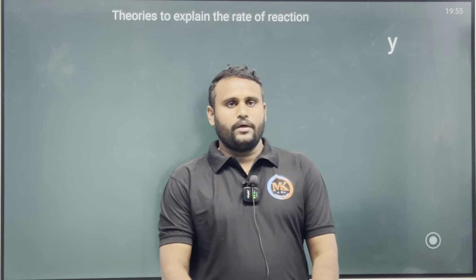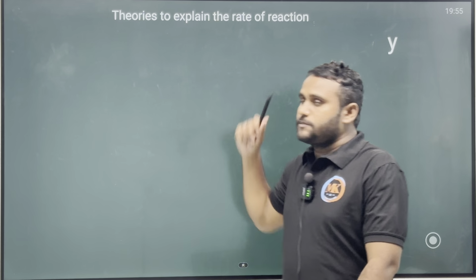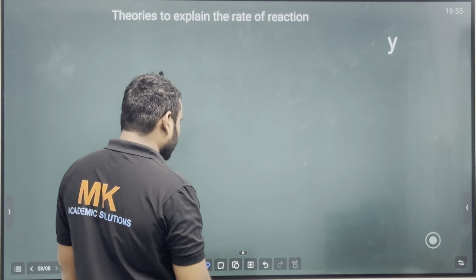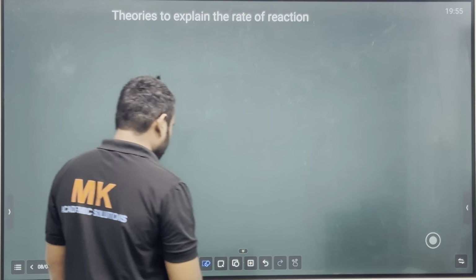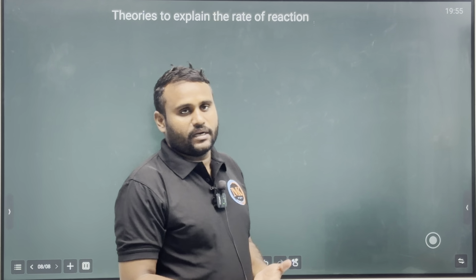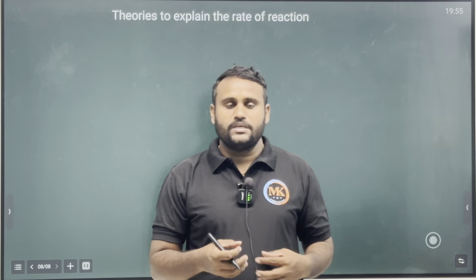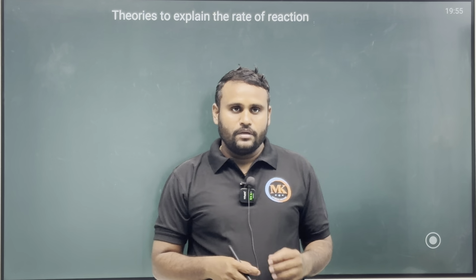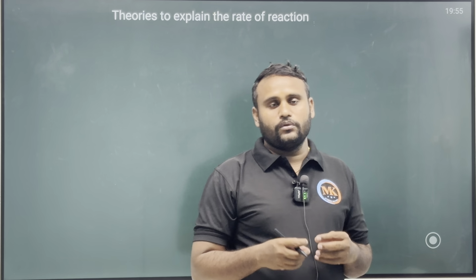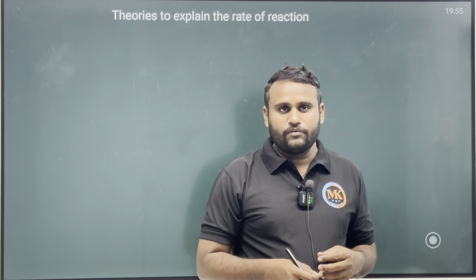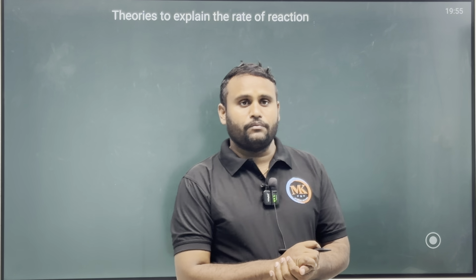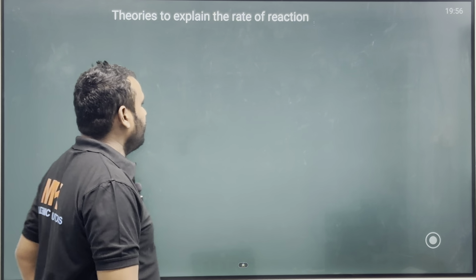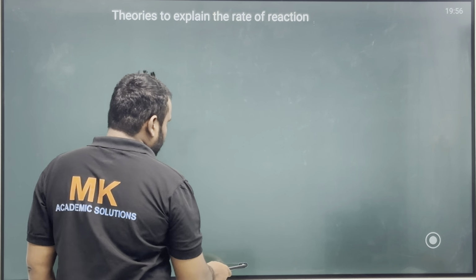So in this video we are going to discuss the theories which explain the rate of reaction. In the last video we learned about the rate of reaction: what the rate of reaction is, different types of reactions based on rate or speed, how to express the average rate and instantaneous rate, and how to relate the rate of formation and rate of decomposition with the rate of reaction. One model problem was also explained there. So now in this video I am going to explain the theories which explain the rate of reaction.